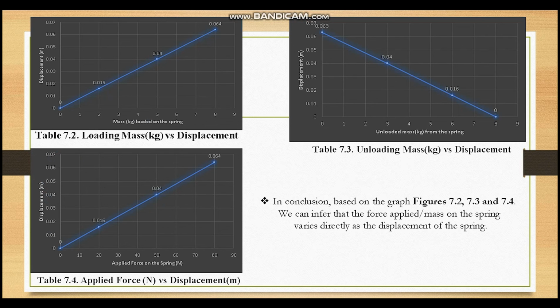In conclusion, based on the graph figures 7.2, 7.3, and 7.4, we can infer that the force applied or mass on the spring varies directly as the displacement of the spring. As we increase or decrease the mass or applied force on the spring, the displacement of the spring relative to the equilibrium point does the same.